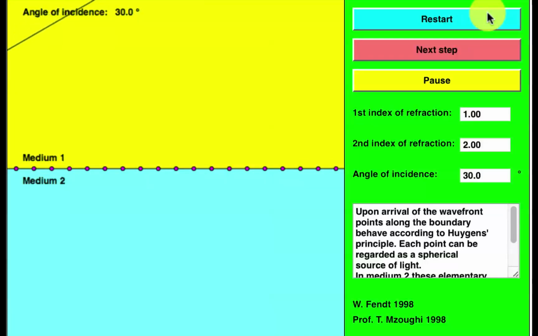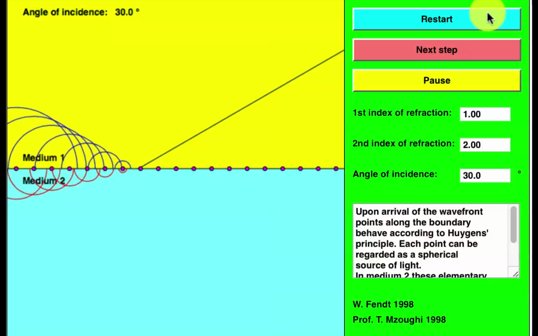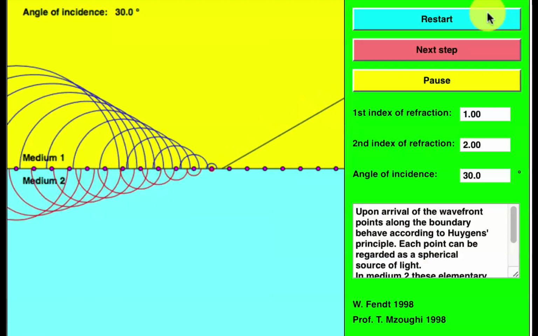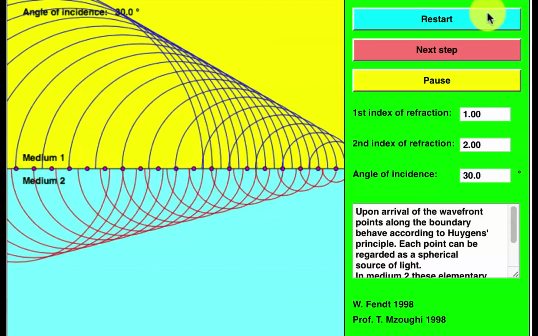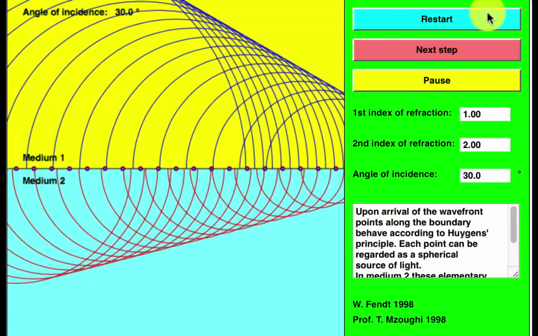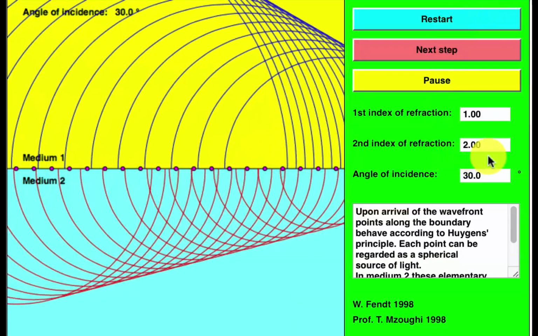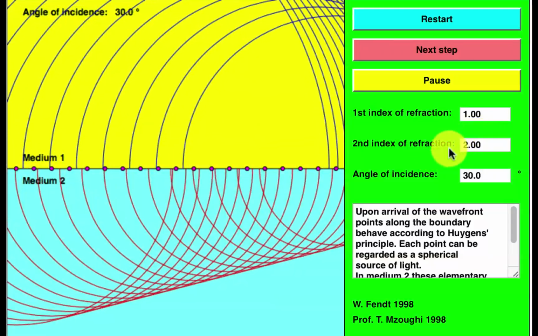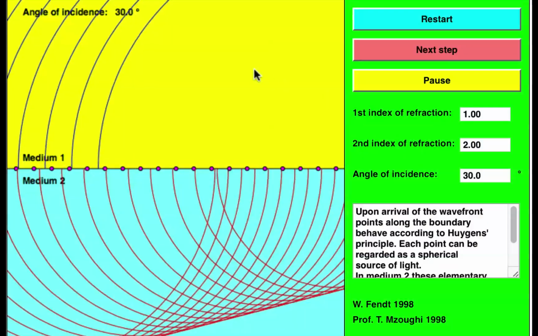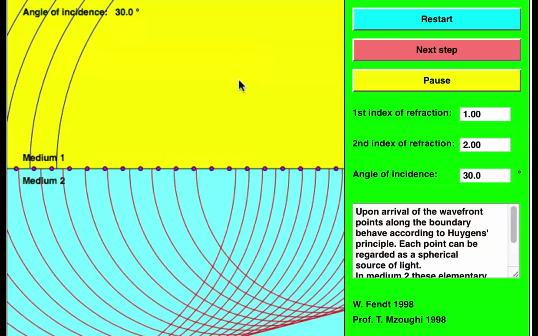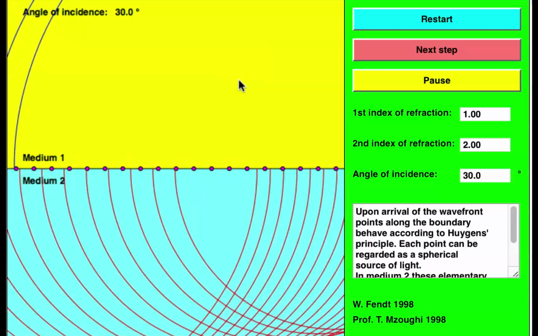Here comes a wave that comes along, and I've chosen the same angle of incidence, 30 degrees. Now you see that the secondary waves are being produced both in the first medium as well as in the second medium. And the second medium waves are moving slower because the second index of refraction has been chosen to be 2. In other words, mu is equal to 2. Here there's vacuum and mu is equal to 1, obviously.